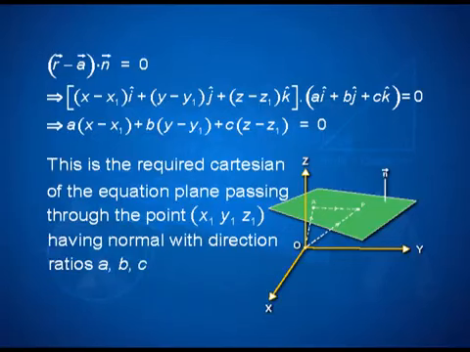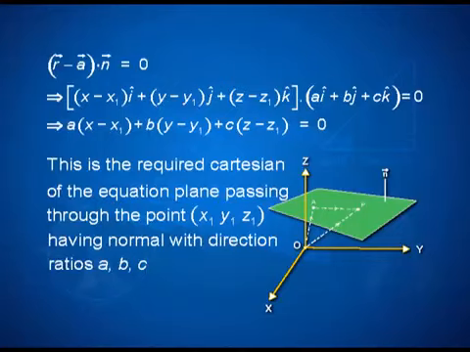Rewriting this in Cartesians, it will turn out to be the same as a times x minus x1 plus b times y minus y1 plus c times z minus z1 equal to 0. And therefore, that becomes the Cartesian equation of the plane passing through the point x1, y1, z1, having normal with direction ratios a, b and c.